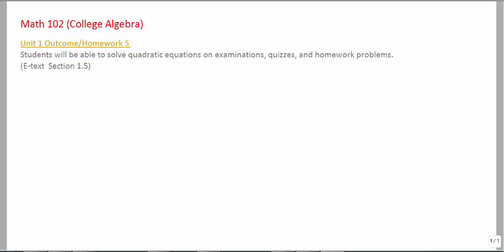Okay, we're still working on Unit 1, Outcome 5, Homework 5, Solving Quadratic Equations. So this is Part 2 of that lecture. We're still going to be working through quite a few problems.